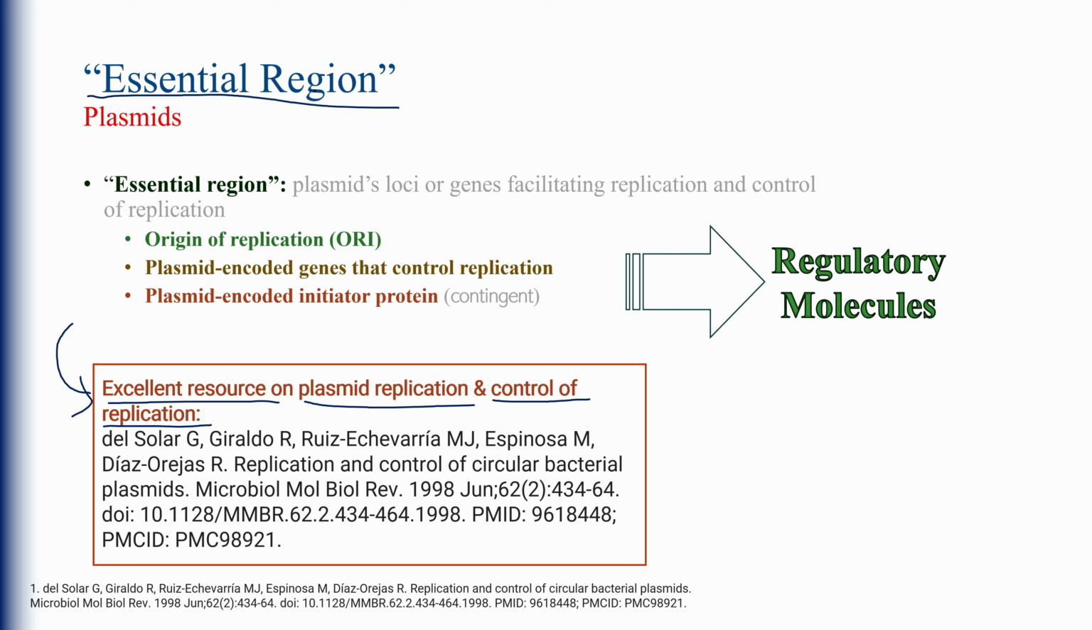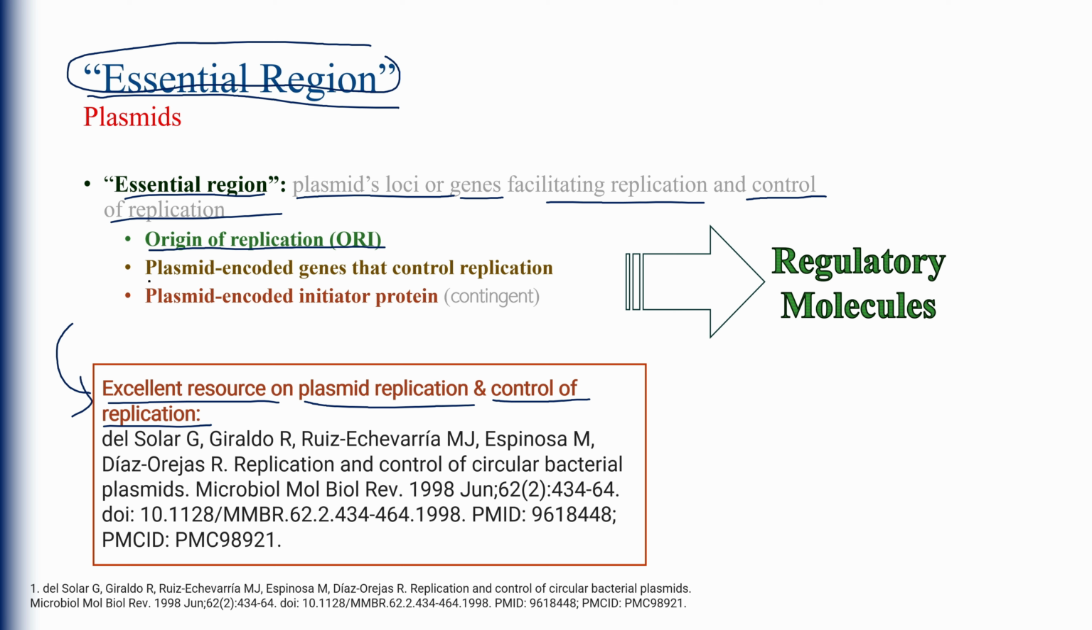And so in this paper, they say that in the plasmid, there's this essential region, quote unquote. And this is actually quite similar to the idea of the replicon, or to the discussion of a replicon. That's why I'm adding it here. But basically, the essential region would be the plasmid loci or genes that facilitate replication and the control of replication. So this would include the origin of replication, and it would include plasmid encoded genes that control replication. That is, they could be genes that produce RNAs that don't get translated into proteins, and they can control the replication of the plasmid, or they can produce proteins that control the replication of the plasmid.